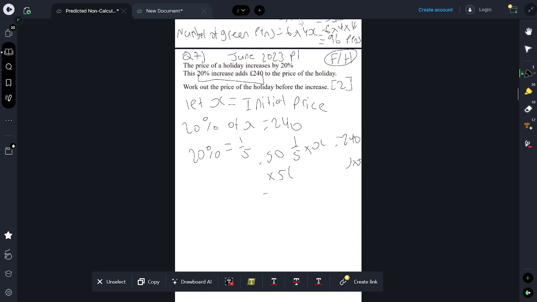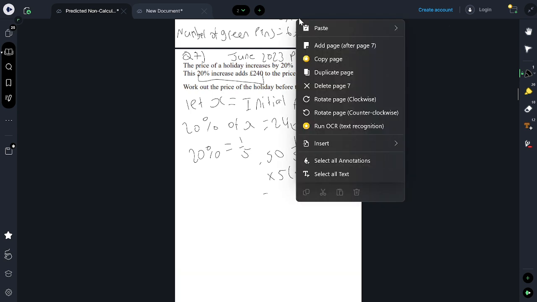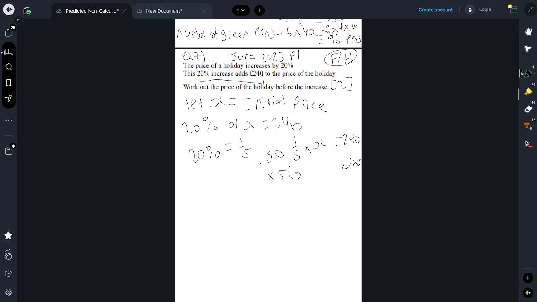So times by 5, you'll just be left with, oh dear, what have I got here? X equals 240 times 5. Okay, so now you just got to work out this sum. So again, you can list multiples of 240 if you want to. That helps. So 240, 480, 720, I believe, 960 and 1,200, I believe, isn't it?